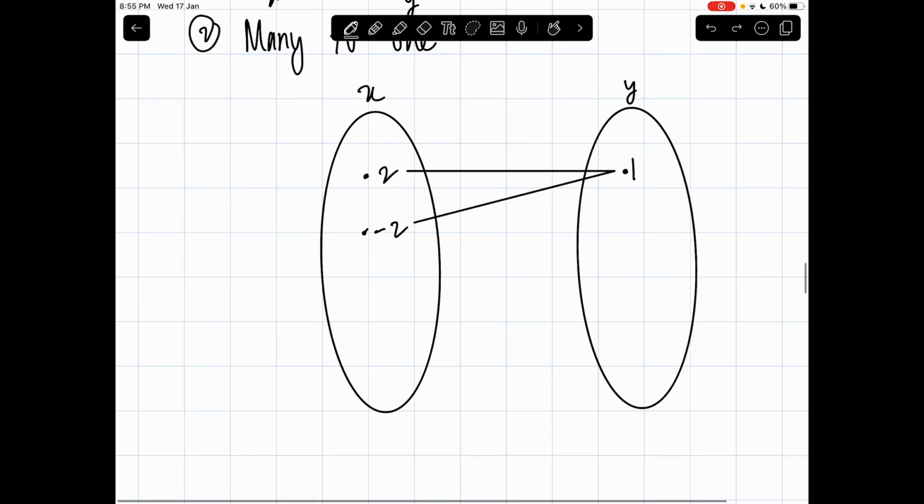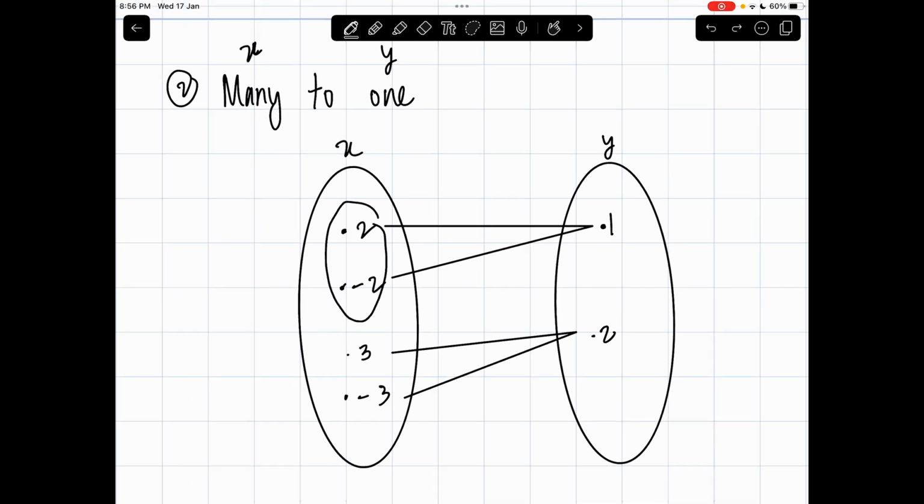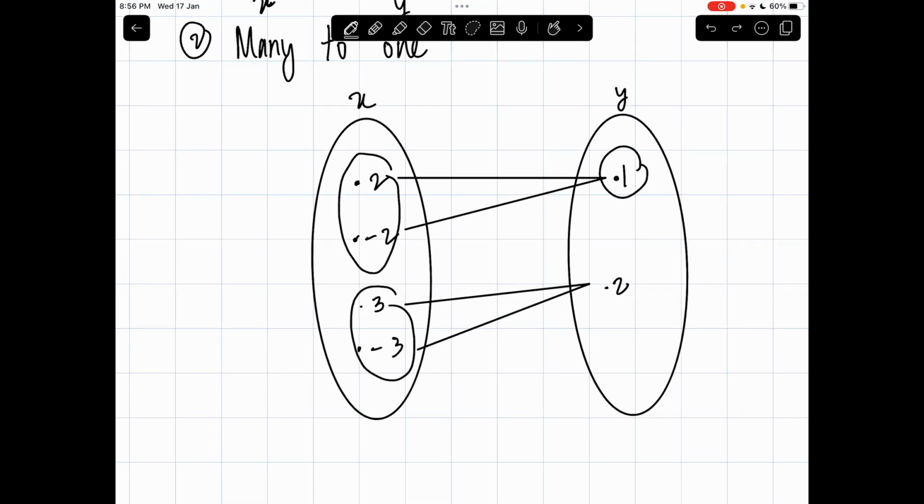And then we have 3 and -3. And these two have 2 as their common y. So it's perfectly demonstrated here. Many x's will have one y value. This is the relation many to one.